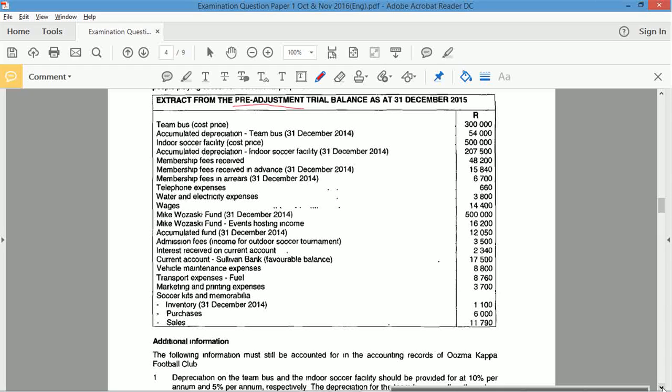Indoor soccer facility, cost price, do I need it? No. It's property, plant, and equipment. Accumulated depreciation, indoor soccer facility, don't need it as well. Membership fees received, do I need that? There we go. Now we have something that we actually need.